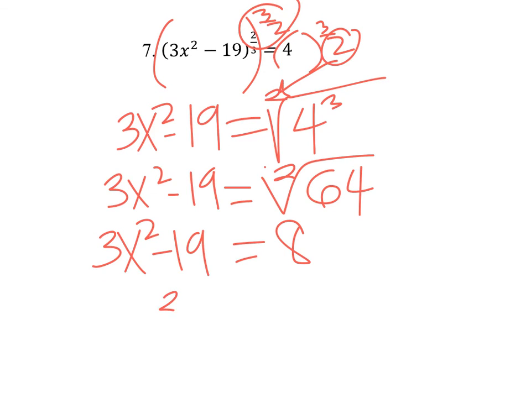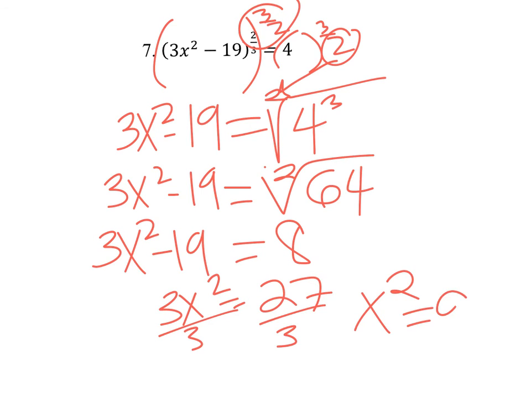When I add over the 19, I get 3x squared equals 27. Trying to isolate x, so I'm going to divide by 3. I have x squared equals 9. When I square root that, I get x equals plus or minus 3.